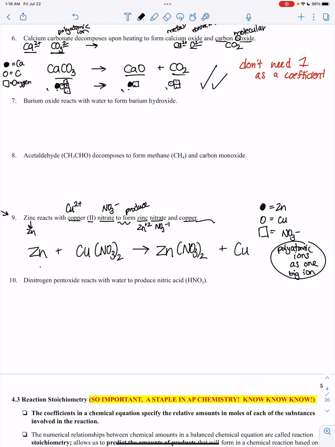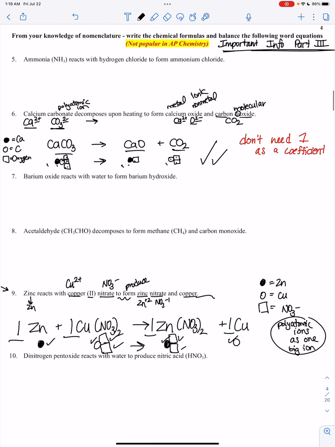So now this becomes zinc, copper with the 2 nitrates, zinc with the 2 nitrates, and then copper. And then would you look at that? Another example of I only needed 1 and 1, so my zincs are good, my copper's good, and I have my 2 nitrates. So this is just 1, 1, 1, and 1. Isn't that nice?